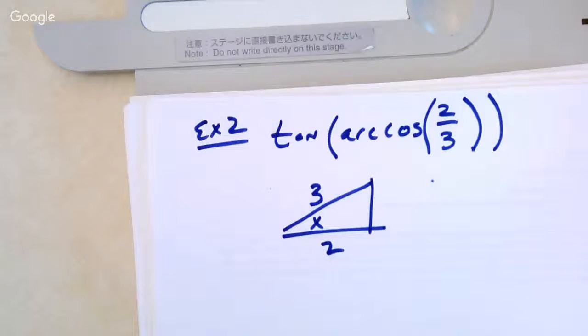Okay, so there is some angle that has a cosine of 2/3. We don't know what it is, it's called x, but we don't actually have to figure out what that angle is. We just have to figure out what its what is. We don't actually have to figure out what the angle is. And that's what most people miss in this.